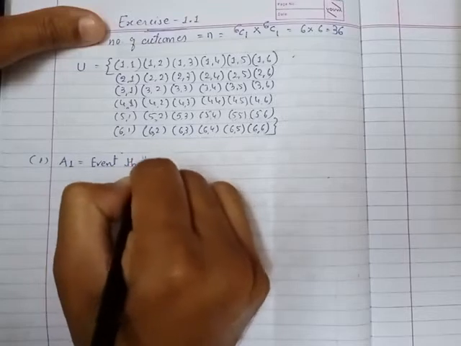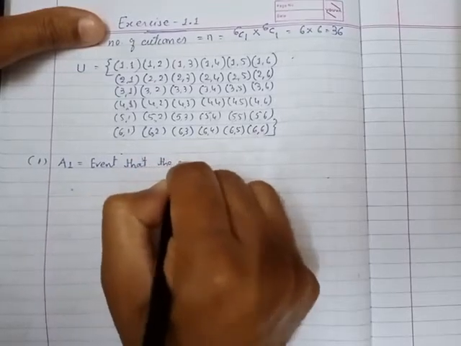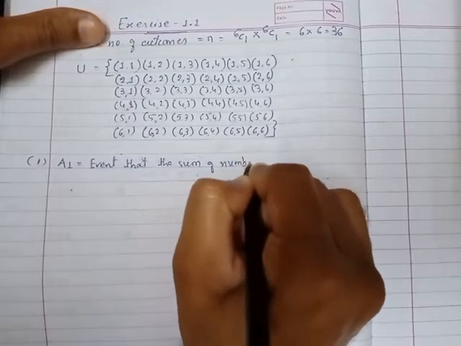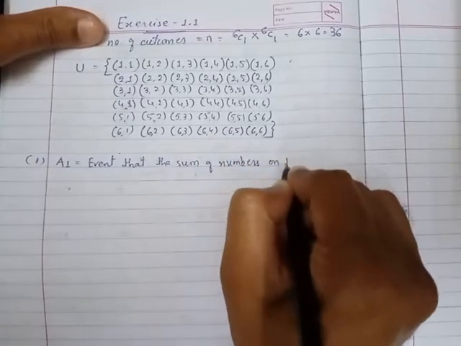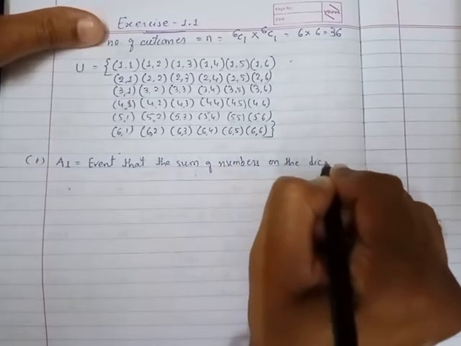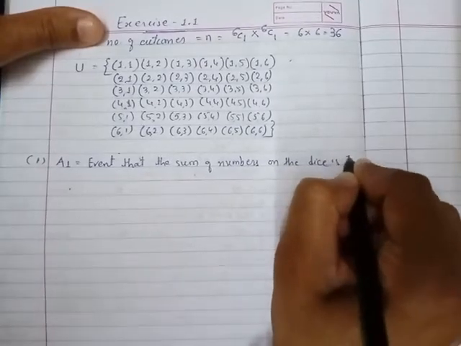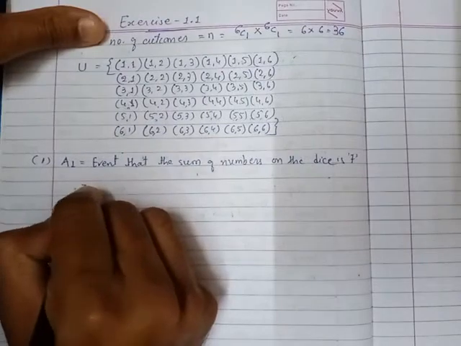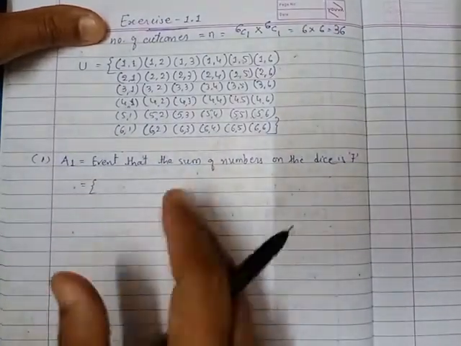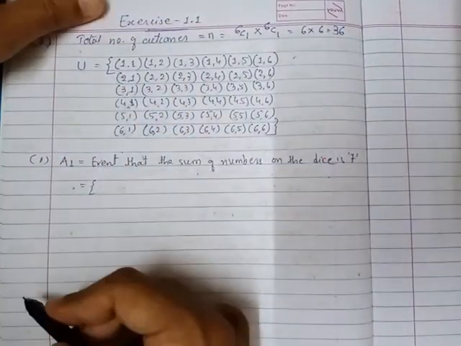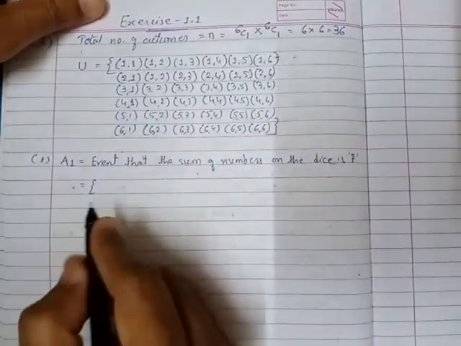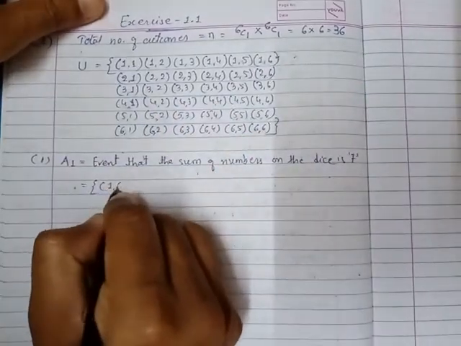So I can write over here A1 is equal to the event that the sum of numbers on the dice is 7. We want sum 7. So how many sample points are there having total 7 out of these 36 outcomes, that we have to find out. Like in the first row we have this one available, 1 6. So I can write first outcome 1 6.